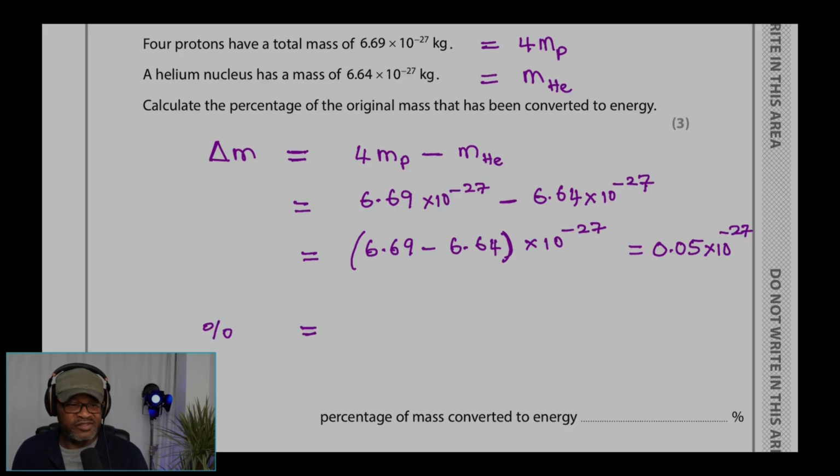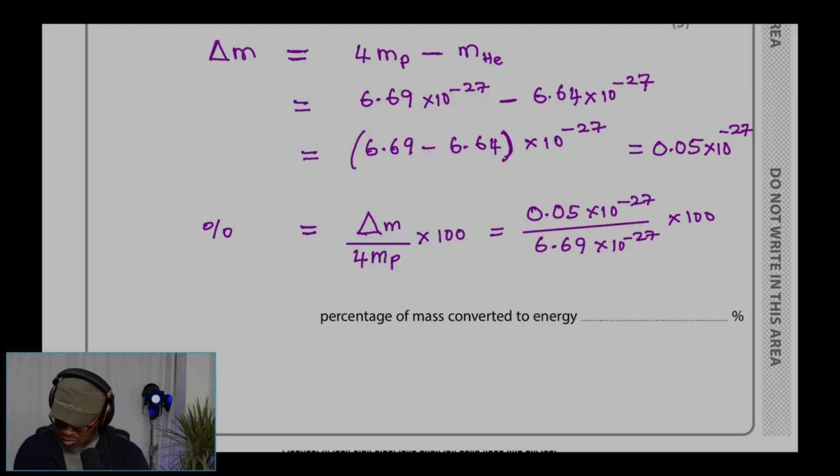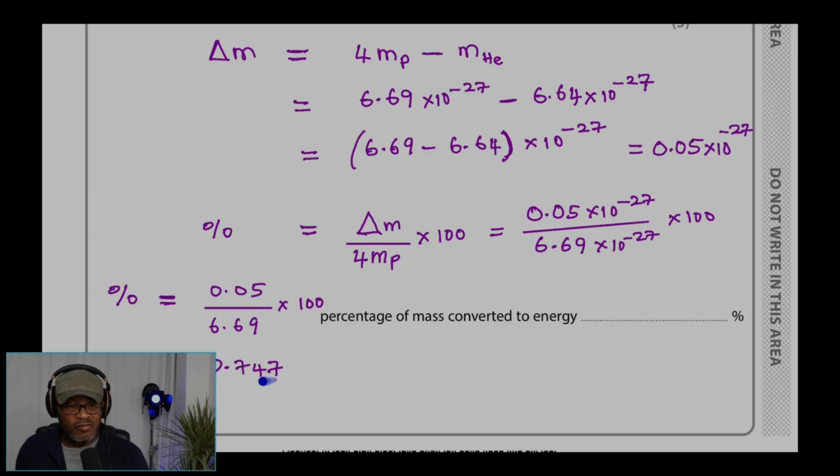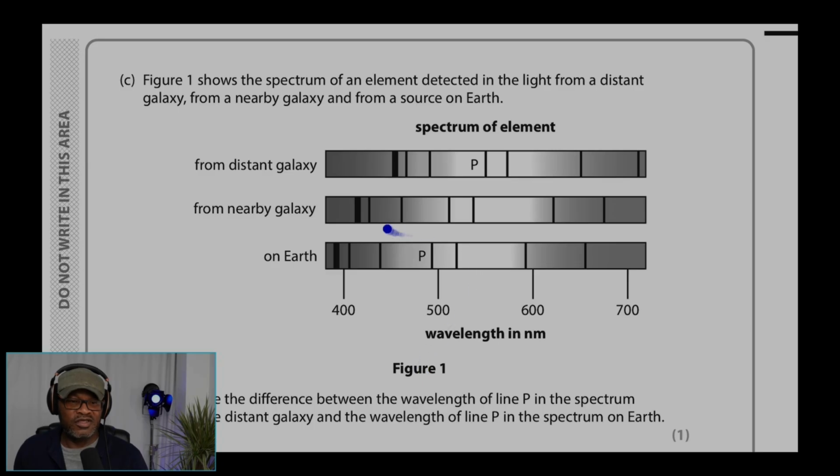Now I need to find the percentage. The percentage will be the change in mass over the mass of 4 protons, times 100. So that's the change in mass over the mass of 4 protons. The 10 to the power minus 27 cancels out, and then we get 0.05 over 6.69 times 100, and that is 0.747, rounded up to 0.75%.